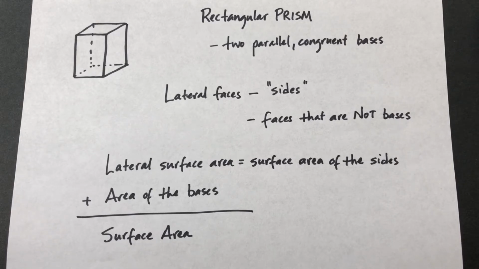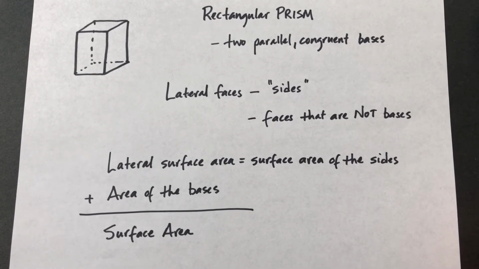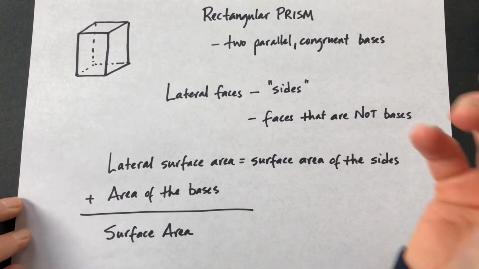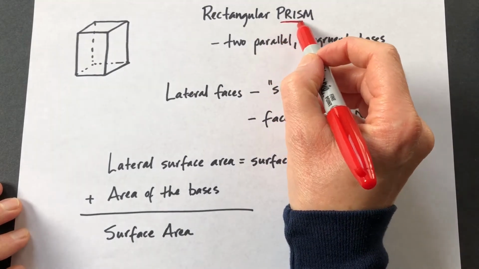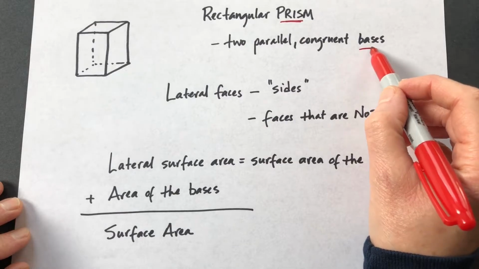All right, geometry students, let's talk for a few minutes about rectangular prisms and how we can find the surface area of those rectangular prisms. First of all, let's remind ourselves of what a prism is. In a prism, we have two parallel congruent bases.